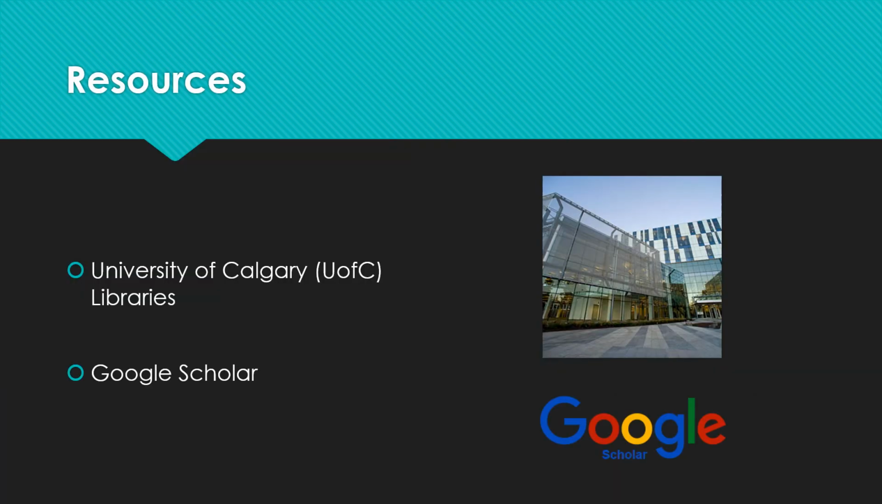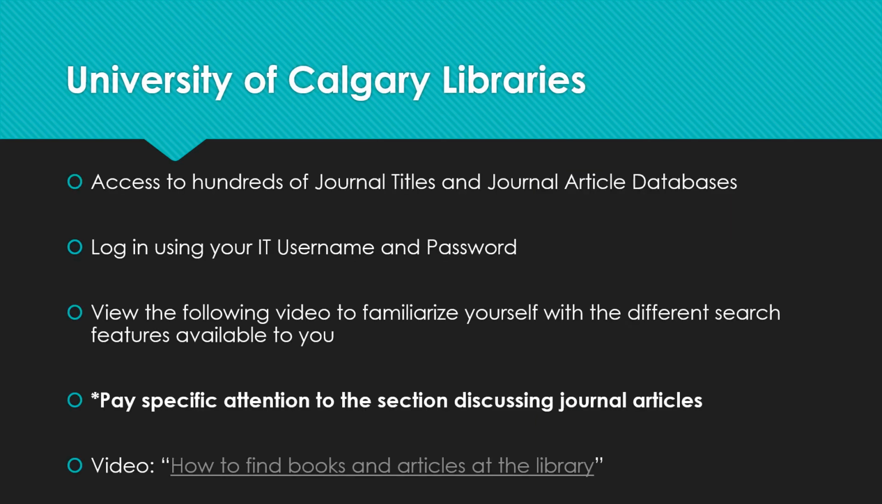Your next step is to now familiarize yourself with the practice of finding a peer-reviewed journal article. There are two main resources that you will use for this assignment and throughout the rest of your career at the University of Calgary. These are the University of Calgary Libraries and Google Scholar. Let's now take a moment to get a little familiar with both of these search systems. First, let's take a look at the University of Calgary Libraries. Through the U of C libraries, you will have access to hundreds of journal titles and journal article databases that you can use to track down your peer-reviewed journal article for this assignment.